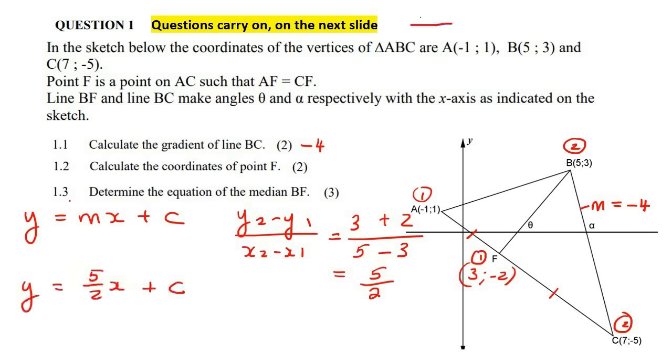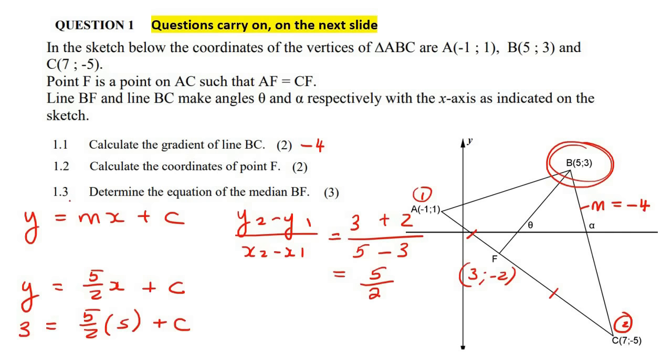Remember that these questions are going to carry on onto the next slide. There's quite a lot of questions coming up. So to find c, you need to substitute any point on that line. So you could choose this one or this one. It doesn't really matter, you get the same answer, but I'm going to go for this one, just to avoid those negatives. So, y is going to be 3, x is 5, plus c.